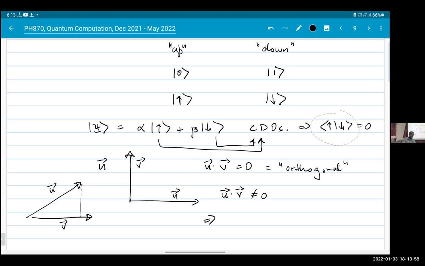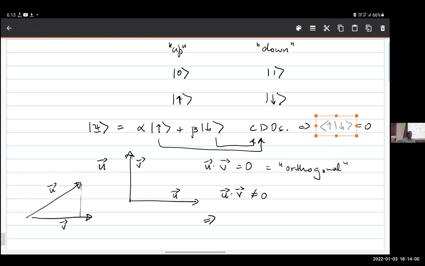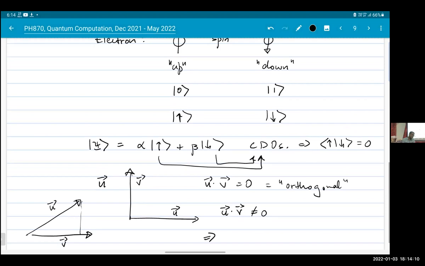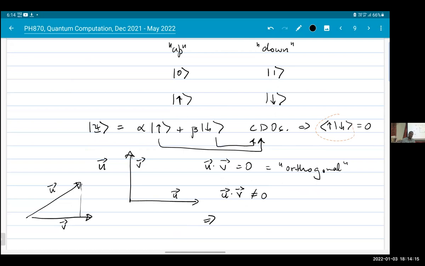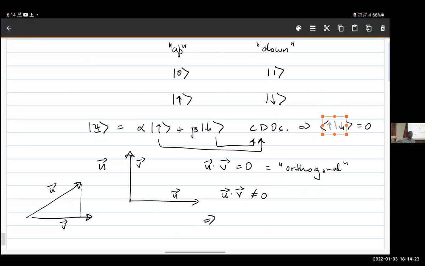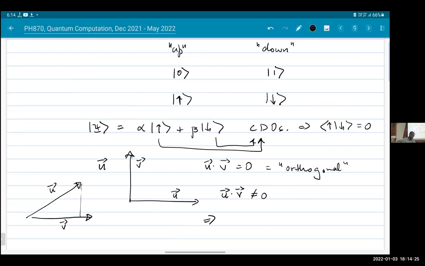Now, do you understand this notation that I have written down? What does this notation mean? Look at it very carefully and make sure that you understand what it means. Remember, this is the inner product of two vectors. One is a ket corresponding to the down state. The other is the adjoint ket corresponding to the up state. You can also write it with the ket and adjoint ket switched. It won't change the orthogonality.